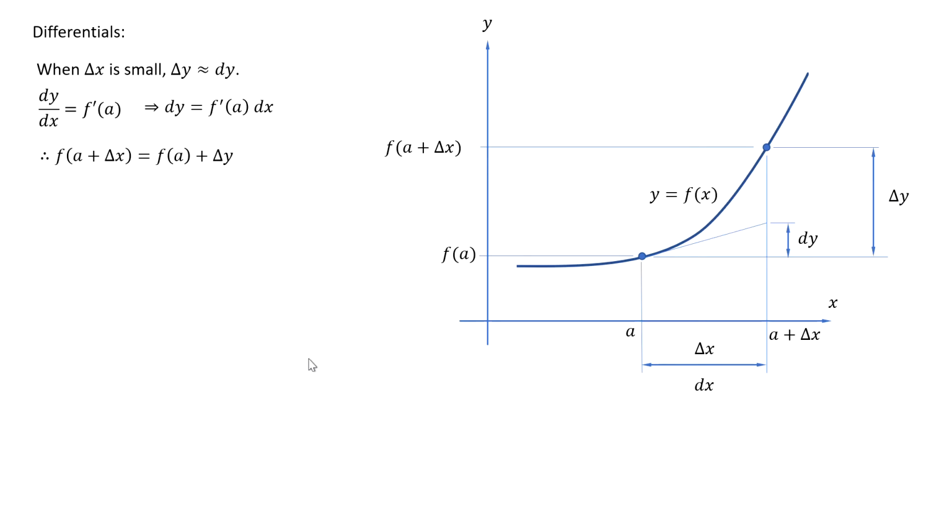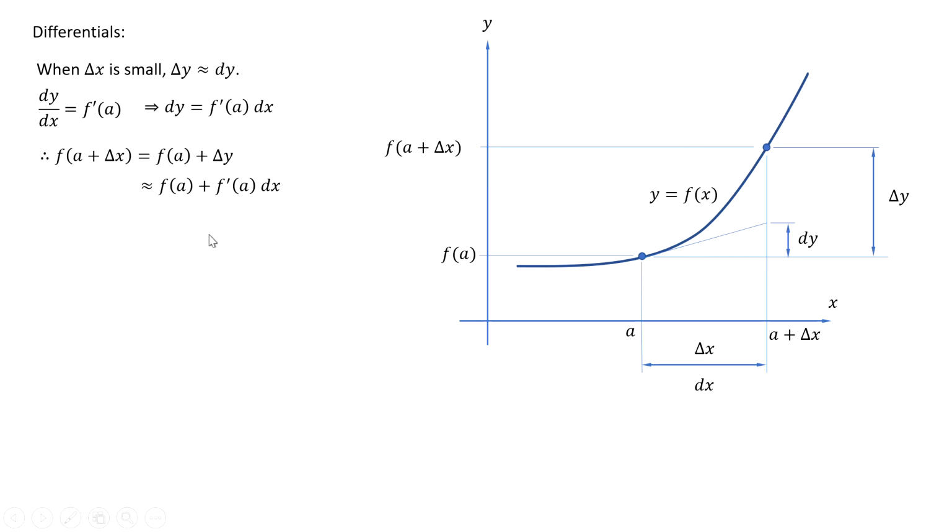Cool. Now, f of a plus delta x is nothing but f of a, this y value, plus delta y. Would you agree with that? In order to find this height f of a plus delta x, I should go from the x-axis up to f of a, and add this additional distance, which is delta y, as you can see here. So f of a plus delta x is f of a plus delta y.